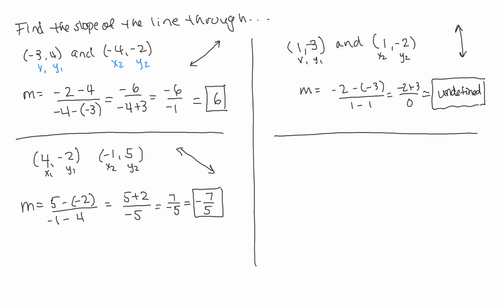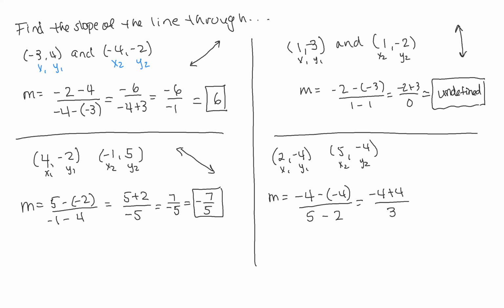So last example, same instructions, find the slope of the line through (2, -4) and (5, -4). So we're going to say x1, y1, x2, y2. So m equals y2 is -4. We're going to subtract y1, which is also -4. x2 is 5. We're going to subtract x1, which is 2. So in the numerator, we get -4 plus 4. Denominator, we get 3. The numerator, -4 plus 4 is just 0 over 3. And how would that simplify? You can divide 0 by a number, so this just becomes 0. And this occurs when I have a horizontal line. And that should be fairly obvious because if you look at your y values, they're the same.